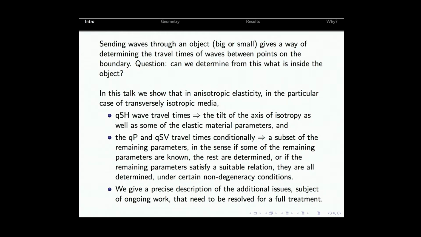So this is an elasticity versus a special axis that can keep varying from point to point, as well as some of the elastic material parameters. And then there are some other kinds of waves, the QP and QS waves, whose travel times, conditionally, so under extra conditions, determine a subset of the remaining parameters, in the sense that if some of the remaining parameters are known, the rest can be recovered, or if there's a functional relationship between them. So say the others are a function of one, then they can all be determined.